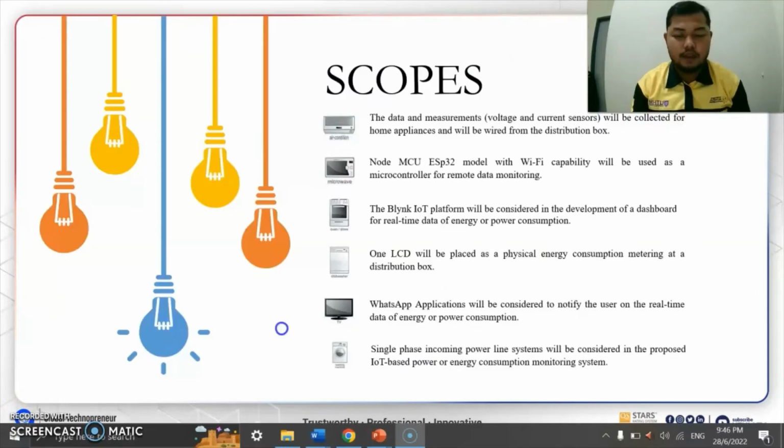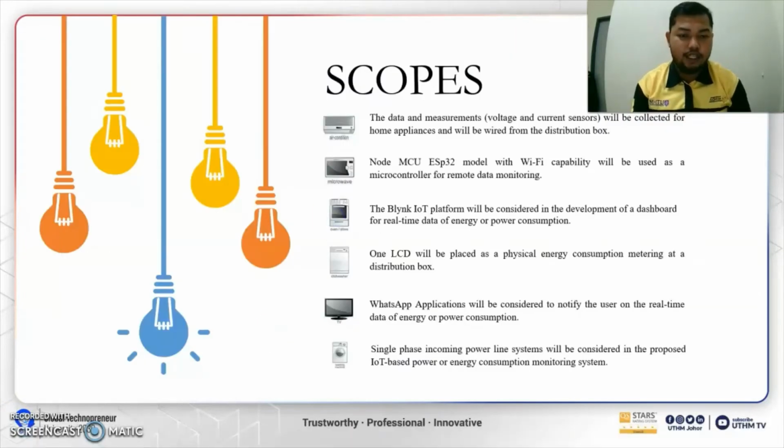In order to fulfill the stated objectives, this project will be limited by the following scope. First, the data and measurements from the voltage and current sensors will be collected for the home appliance and will be wired from the distribution box. A NodeMCU ESP32 model with Wi-Fi capability will be used as the microcontroller. The Blynk IoT platform will be considered in the development of the dashboard. One LCD will be placed as a physical energy consumption meter.